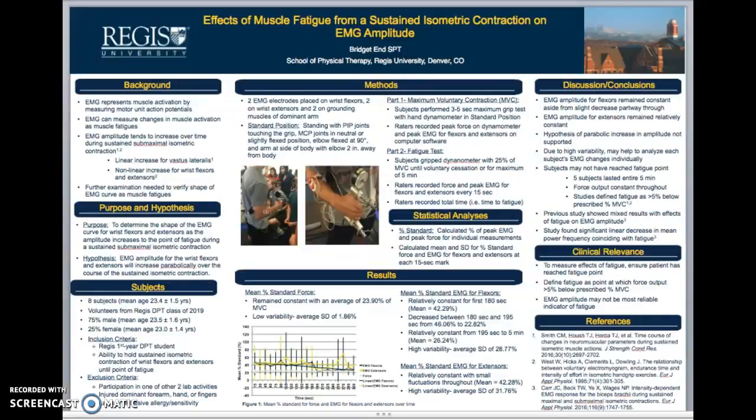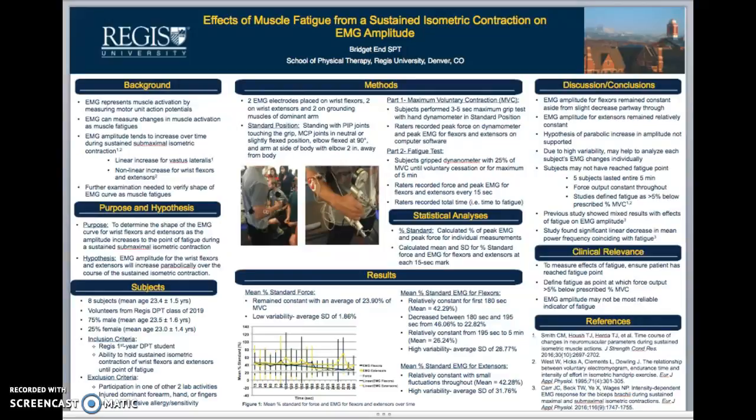For part 1, the subjects performed a maximum voluntary contraction for 3 to 5 seconds using a hand dynamometer in standard position. The raters recorded the peak force and the peak EMG for their flexors and extensors. For the fatigue test, subjects gripped the dynamometer with 25% of their MVC until voluntary fatigue or for a maximum of 5 minutes. The raters recorded the force and peak EMG for the flexors and extensors every 15 seconds, and then they recorded the total time.